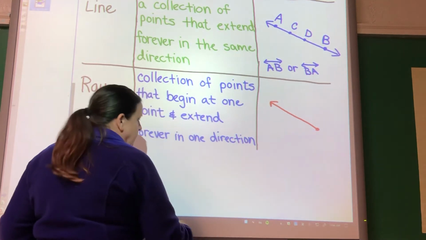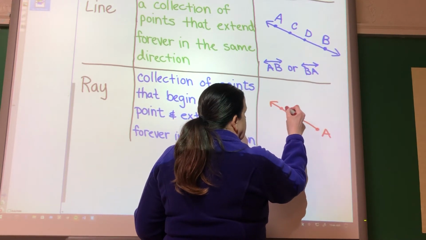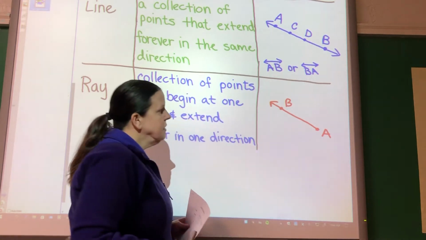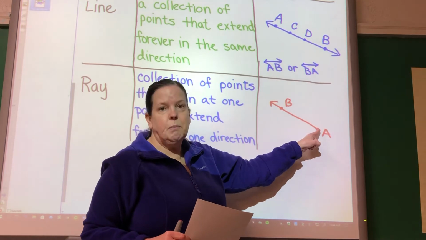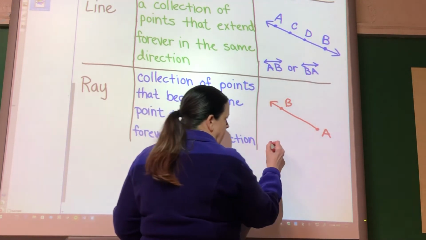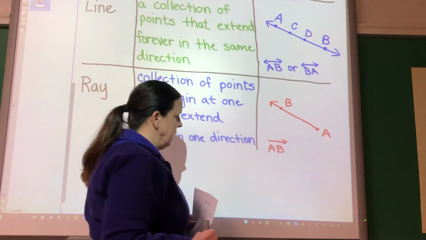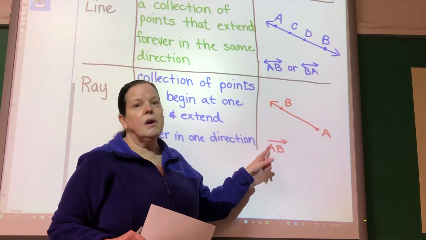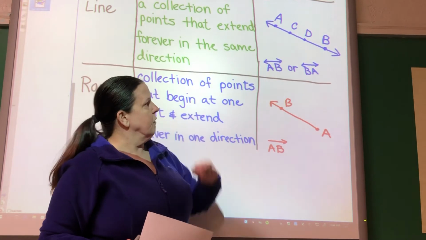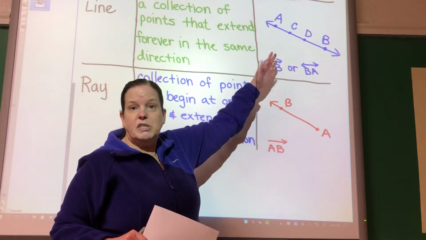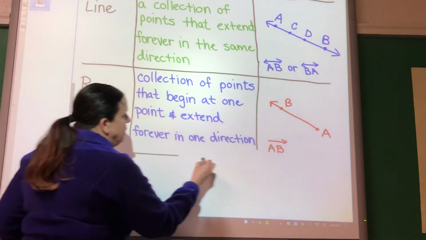Now this one is super important. So I have A here, and I'm going to put B here. Now this is not like the line. You cannot switch them. Because there is an endpoint, the A has to go first. So we would call this ray AB, and you cannot call it ray BA. The endpoint has to be first, and then it will go on forever. You can't switch them like you could with the line. So that is a ray.